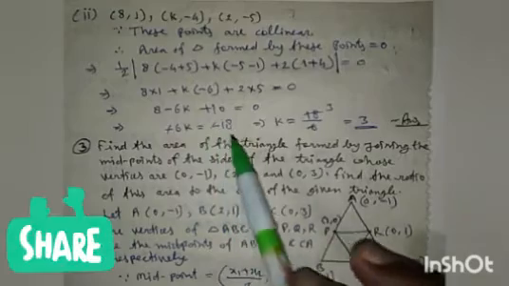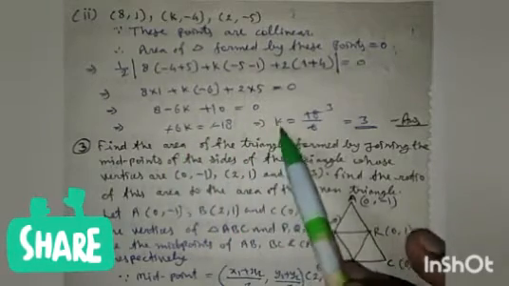So here 8 minus 6k plus 10 is equal to 0. So here minus 6k is equal to 10 plus 8, that is 18, minus 18, and minus minus is cancelled out. So here k is equal to 18 upon 6, that is equal to 3. So here the value of k is 3.